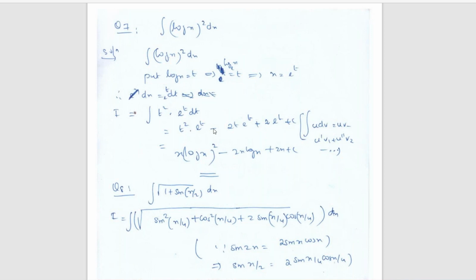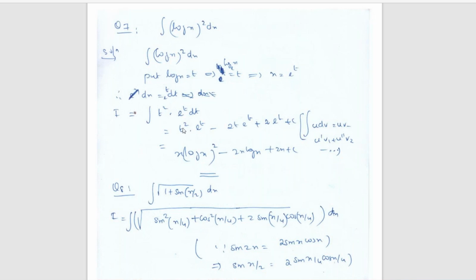This is u, this is v, minus v is integral dv. This term is dv. E power t dt is dv. So integral dv is v. Integral e power t dt is e power t minus u dash. U dash is differentiation of t square, 2t. U dash v1. What is v1? Integral v. It is e power t plus u double dash v2 plus constant of integration.